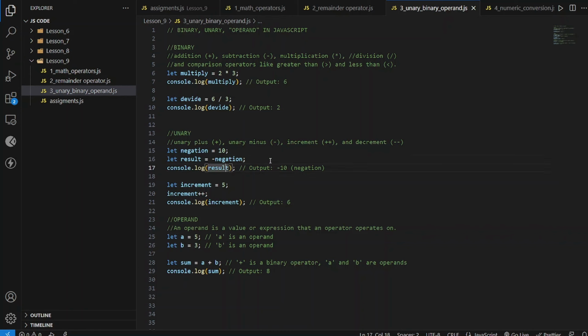Let's proceed with the let increment example. Here we set the value to 5. Using the plus plus operator, we increment the number by 1. So the plus plus operator will increment the number by 1.